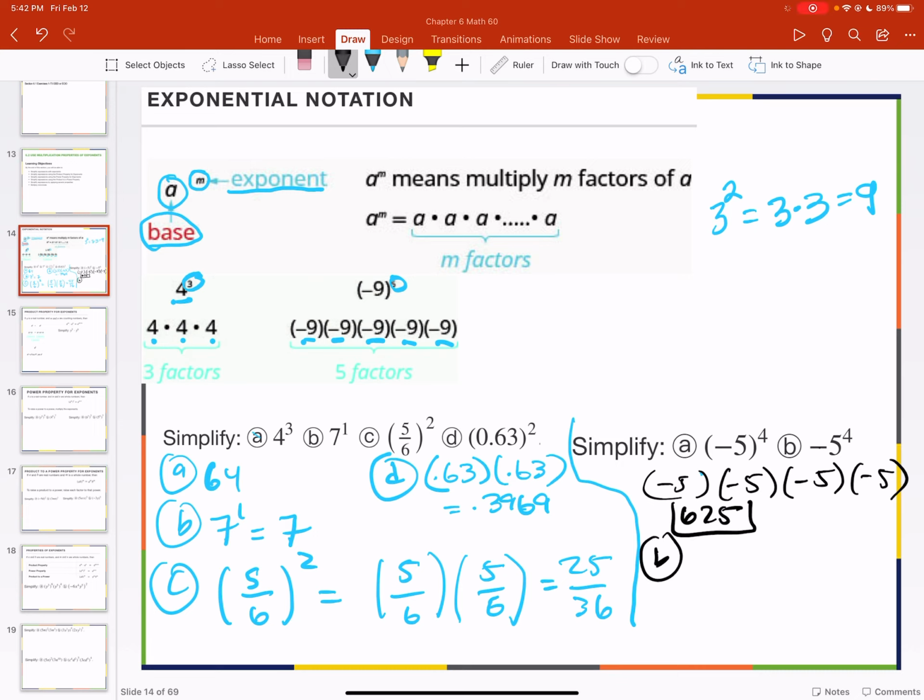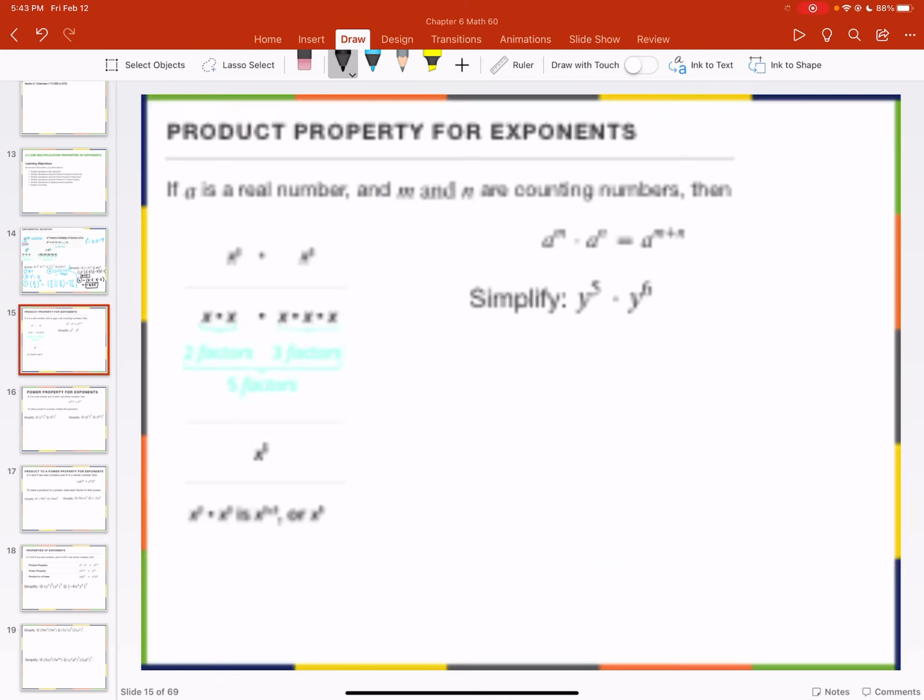You have the negative, or the opposite, of 5 to the 4th. So what does that mean? That's the opposite of 5 times 5 times 5 times 5, just to put it in parentheses so that it's more clear. So then that's going to be negative 625. So notice they're two different things, okay?